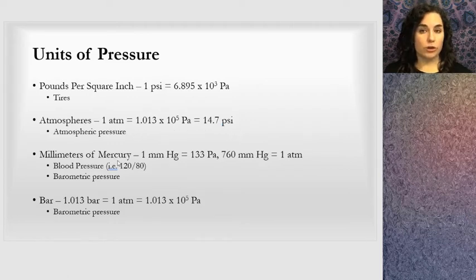There's millimeters of mercury. A barometer works by measuring a column of mercury, and that column is measured in the height in millimeters. So when you see millimeters of mercury, that's what it's talking about. 1 millimeter of mercury is 133 pascals, not a lot, and 760 millimeters of mercury is 1 atmosphere. Bars is another unit, which you might see more in weather. 1.013 bars is 1 atmosphere, or about 10 to the 5th pascals.